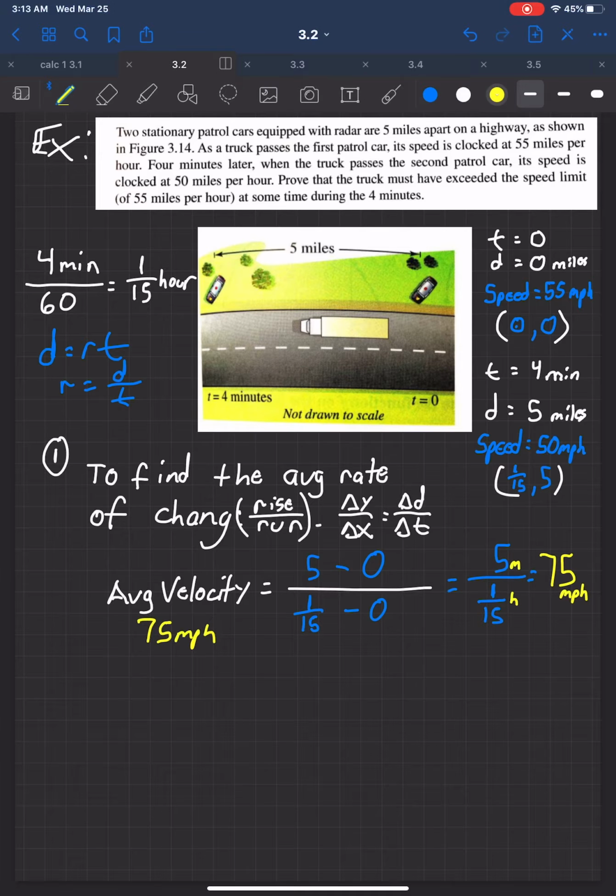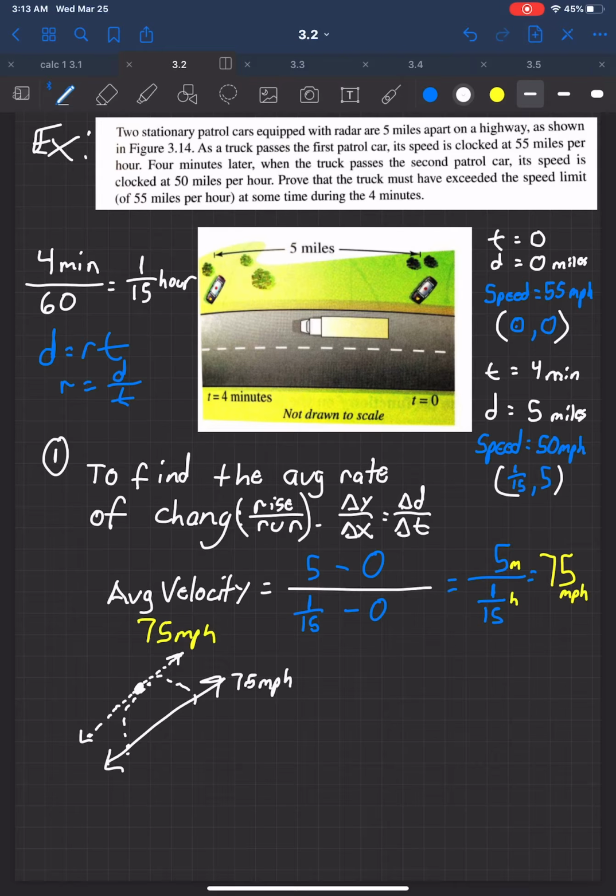Now, the idea of the mean value theorem is to show that by definition, if I draw it here, if this is the average velocity of 75 miles per hour, then by definition there must have been some point where the average velocity was equal to the instantaneous velocity.